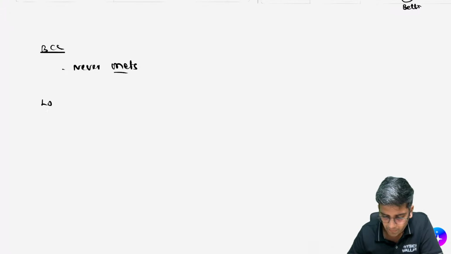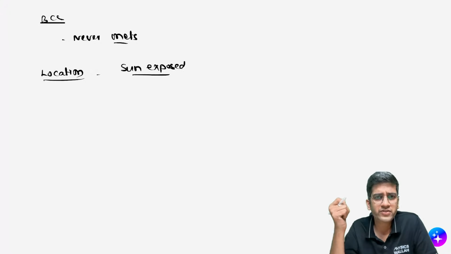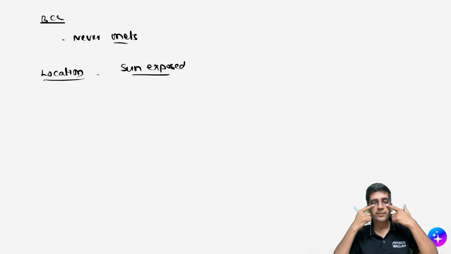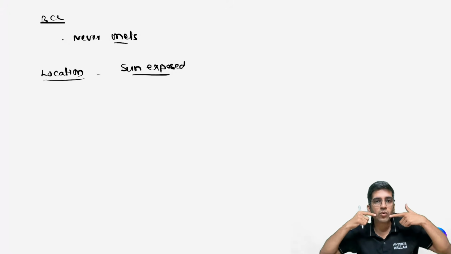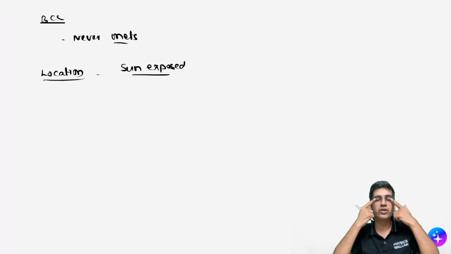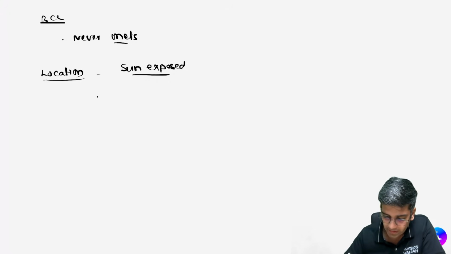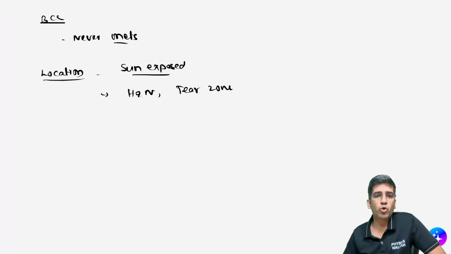The majority of the location of BCC is in the sun exposed areas. Sun exposure is the most common trigger for BCC. So it happens in sun exposed areas, right? Classically, it happens in something called a tear zone. When you cry, the tear flows in this area, right? That's a place where BCC is very common, in the cheeks, in the nose area, exactly in the tear zone, right? The location is in the head and neck, most common, and especially in the tear zone. That's where BCC is more common, right?